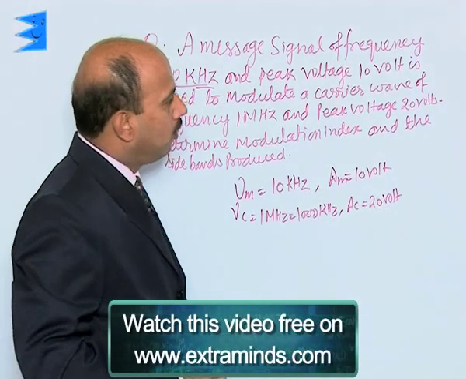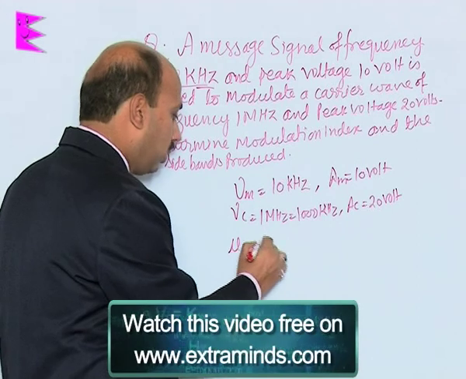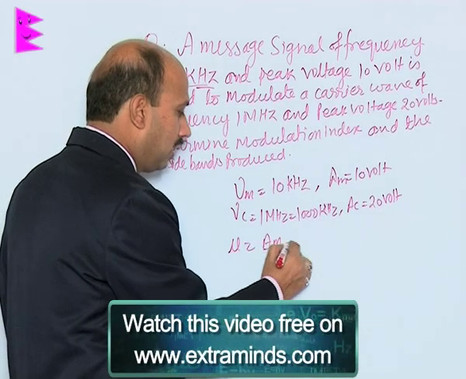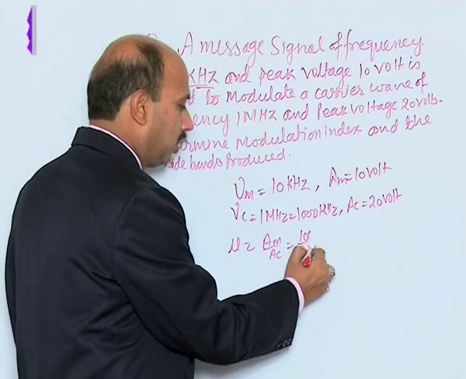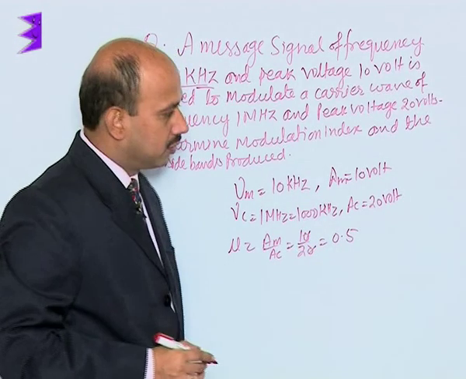Now, we have to calculate the modulation index. So, we know μ is equal to A_m upon A_C, that is 10 upon 20, which is equal to 0.5. Modulation index has no unit.